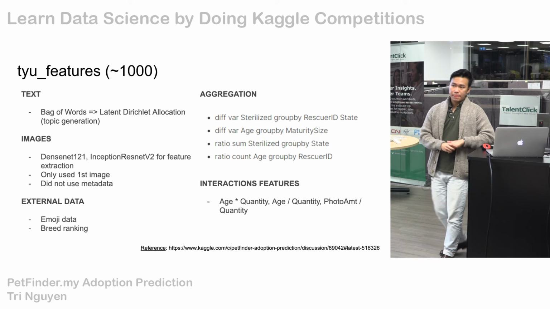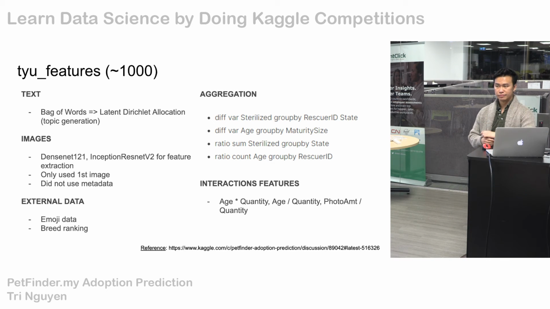If I understand this right, the difference between the sterilized, it says group by rescuer ID state, so like per state that the pet was adopted, yes. Then they would look at how different the sterilized age of the pet was within that group. That kind of makes sense, that you're interested in what the other pets around are, because if you're going to be adopting a pet, you're probably just going to look within your own state, right? That's true, yeah. And so you're interested in how it relates to the other pets in that state? Right. But I don't know exactly what they mean by that. I think that makes sense, actually.